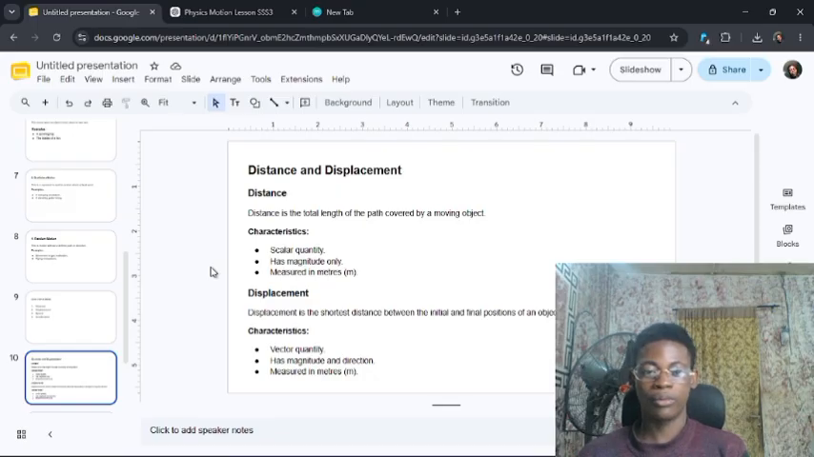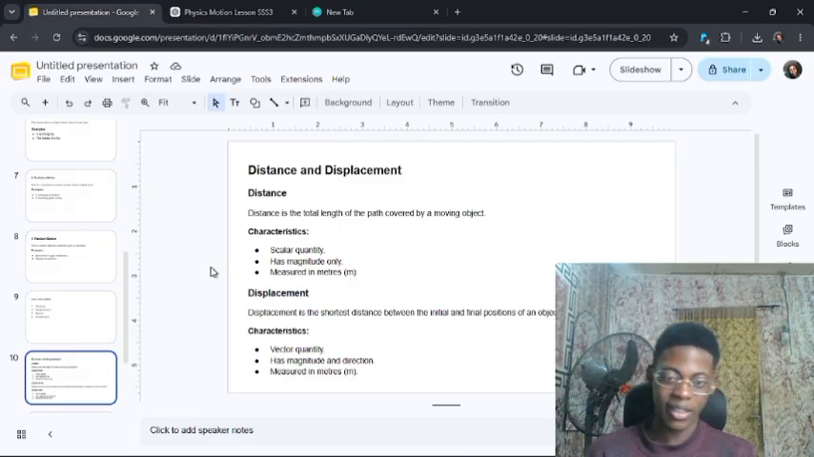I am going to my school. So the distance covered, the total length covered within me going to my school, is called what? Distance. Now, we have the characteristics of distance. It is a scalar quantity, as it has magnitude only, and it is measured in what?